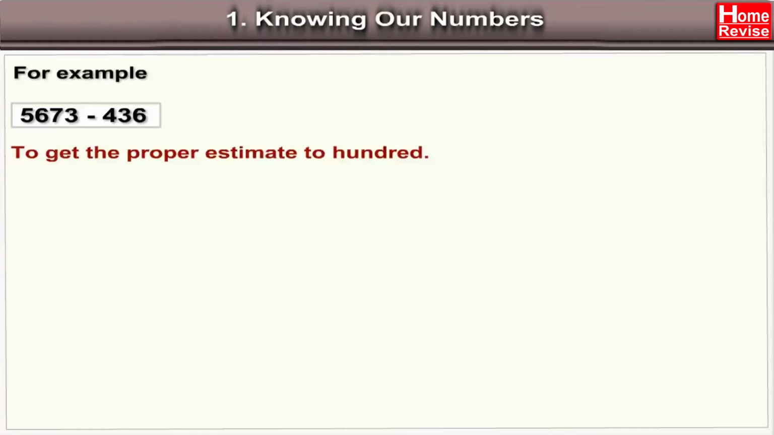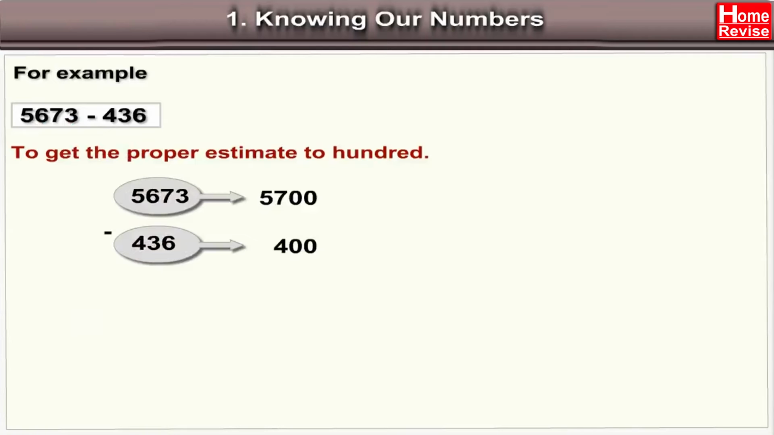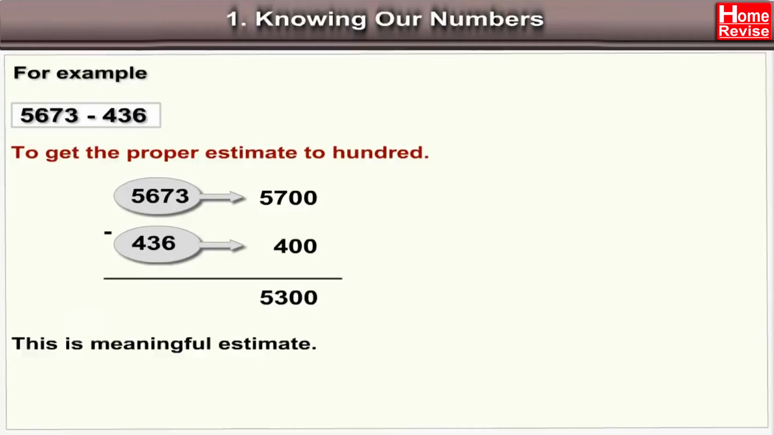Hey kids, let me explain you with an example. 5673 minus 436. To get the proper estimate, let us try rounding each number to 100. So, 5673 rounds off to 5700 and 436 rounds off to 400. So the estimated difference would be 5300. Now this is a meaningful estimate. Alright?